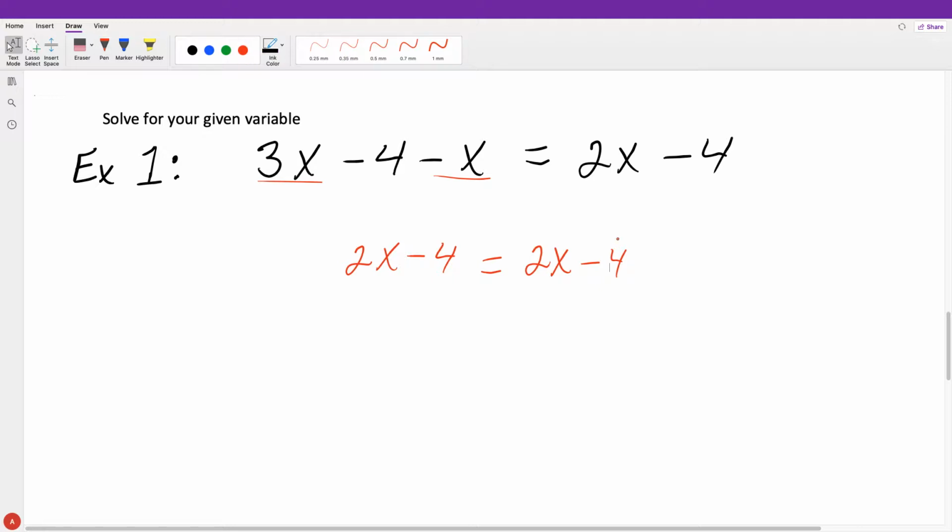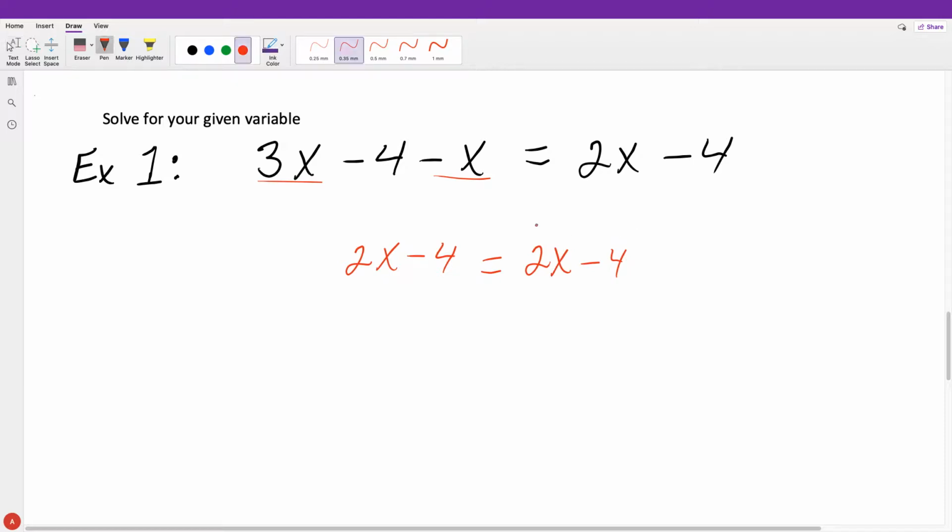Hopefully, when you look at that, something should maybe jump out at you. Say, whoa, wait a minute, 2x minus 4 is equal to 2x minus 4. Well, let's go ahead and solve this algebraically to give us an answer. But when you get to this point, hopefully something should jump out at you as, oh, this is a special case. But you see, it's the exact same thing on both sides of our equation.